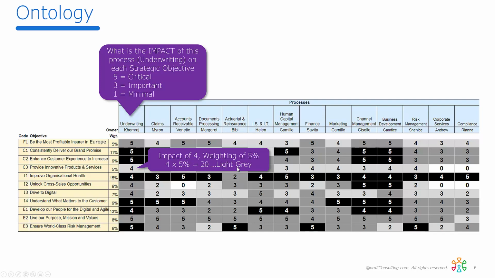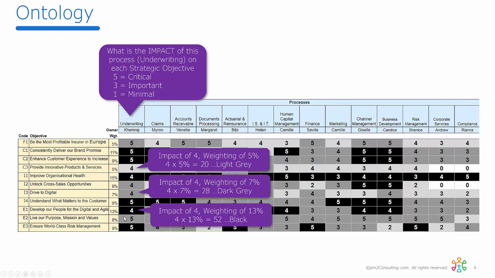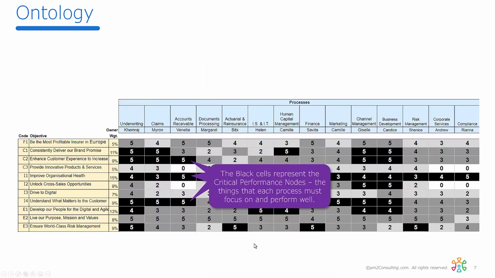And through conditional formatting, we make that light gray. It's also an impact on I3, Drive to Digital, but at 7%, that equals 28, conditional formatting dark gray. Finally, it's also on E1, Develop Our People, impact of 4. In this case, a weighting of 13 gives us a strategy point score of 52, and the conditional formatting is black. In other words, anywhere we see a black node, that becomes a critical performance node for that department.